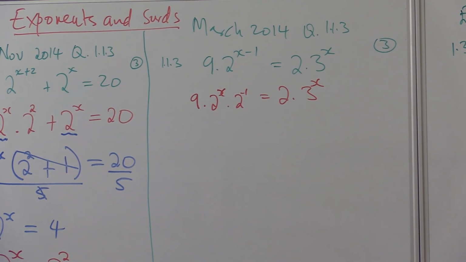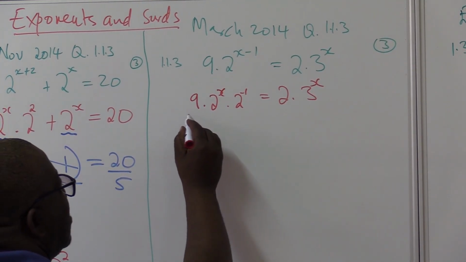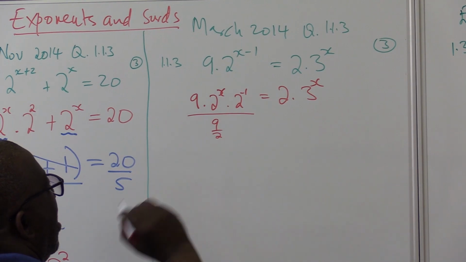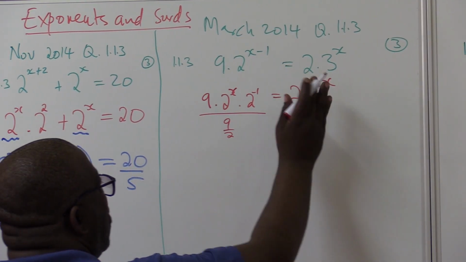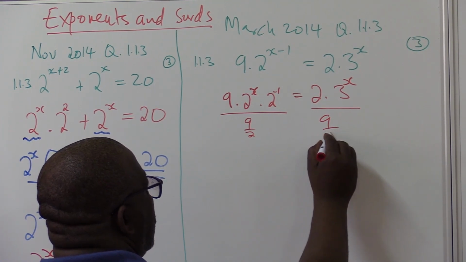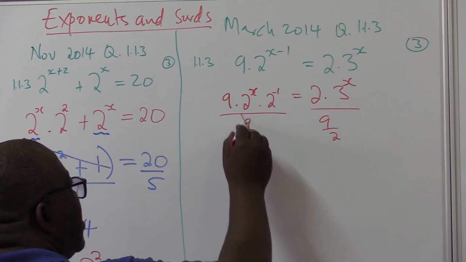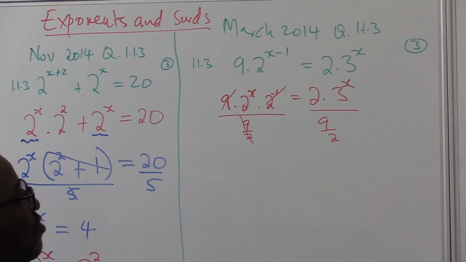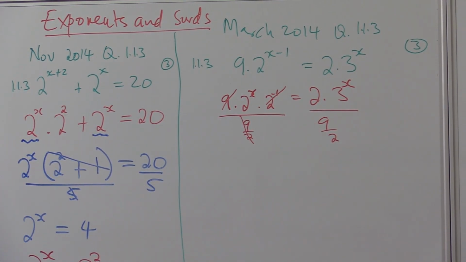This is 9.5, this is 9 over 2. So this side I can divide by 9 over 2, which is 9.5. What I do this side, I've got to do on the other side. I divide by 9.5 as well, 9 over 2. So this will go with both those two. I'll be left with 2 to the power x, right?